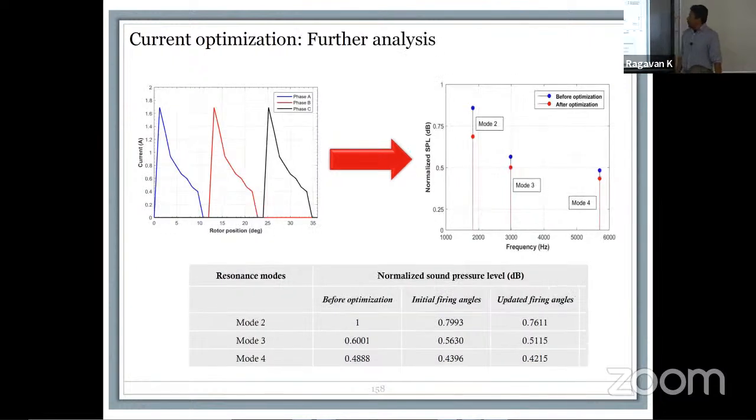So the current optimization, once again, if we do a further analysis and we talk about firing angle change, you can see that before and after optimization, if you change the firing angle along with it, now we are talking about optimizing multiple variables at the same time. You're doing current shaping and you're talking about turning them on and off at a different time. So the benefit is that you get additional degrees of freedom in this entire process by allowing your analytical behavior to have dependencies on specific variables of interest.